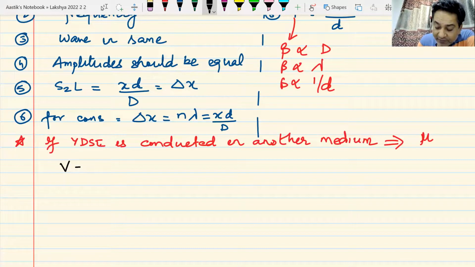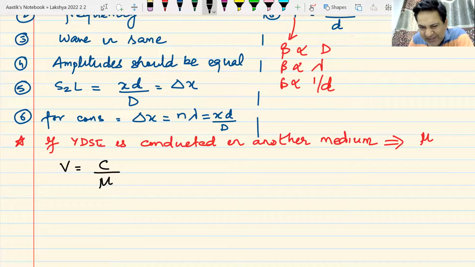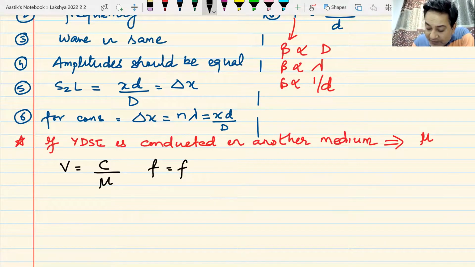The speed of light in that medium will be c divided by mu. Yes or no? Where c is the speed of light in vacuum. Yes, sir. The speed will decrease. You will remember this? Yes, sir. Now v is equal to f lambda. Frequency remains the same. So f in the medium will be equal to f in air. I'll use some other symbols so you don't get confused. Frequency in the medium will be equal to frequency in the air.